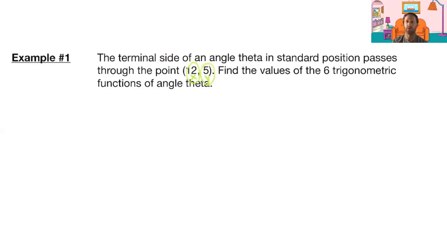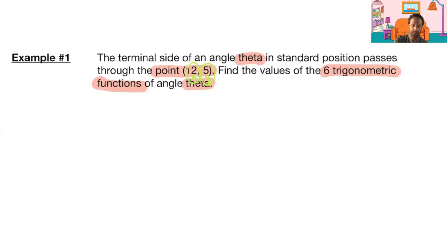And if we know two out of our three sides of a triangle, then we can find the third as long as it's a right triangle. We can use that Pythagorean theorem. So in this, they're asking us to find the six trig functions for that angle theta, that they told us goes to that point (12, 5). So can you see what we're dealing with here? Absolutely not.